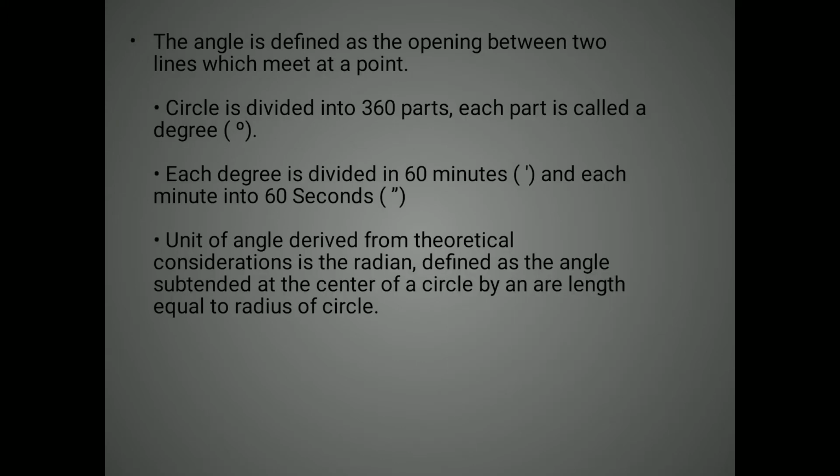The angle is defined as the opening between two lines which meet at a point. The circle is divided into 360 parts. Each part is called a degree. Each degree is divided further into 60 parts, that is called minutes. You can see over here how exactly it is represented. Then each minute is divided again into 60 parts, that is called seconds. How you should designate it is shown here.